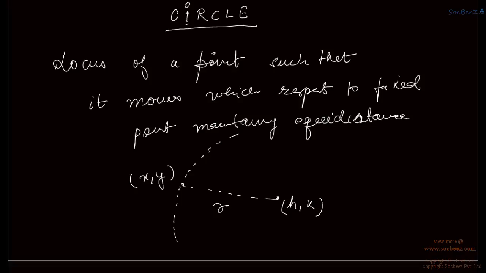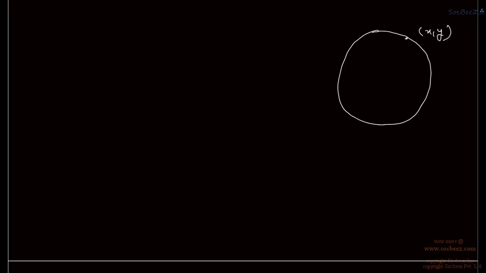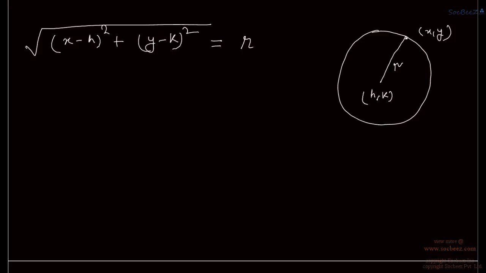Okay. So say this is the locus of a point XY, moving point XY, with respect to this fixed point HK, and it maintains a fixed distance R. So we can write this distance is equal to R fixed. So we can write the distance as square root under (x minus h) square plus (y minus k) square. This distance is always equal to R.